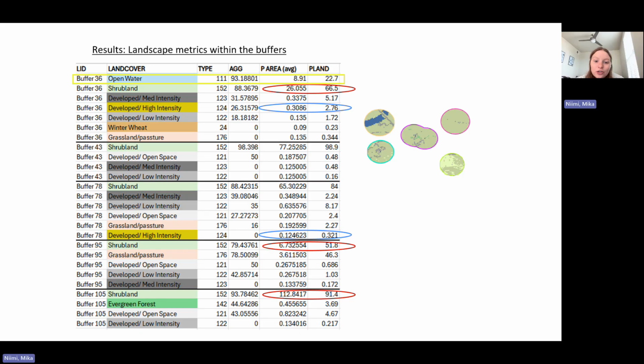And the one that I want to also draw attention to is shrubland. Shrubland for each of the buffers is well over 50%, with the highest being in buffer 43 with 98.9%, and the lowest being in buffer 95 at 51.8%. This once again just shows you that they are favoring the shrubland and maybe not so much things like winter wheat or developed.